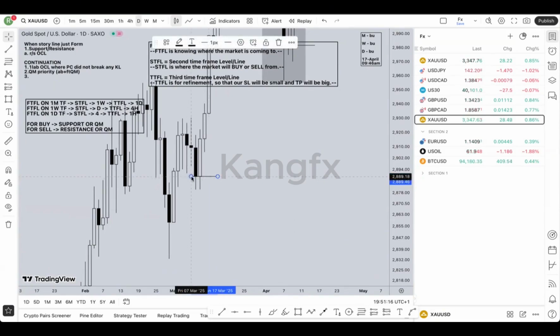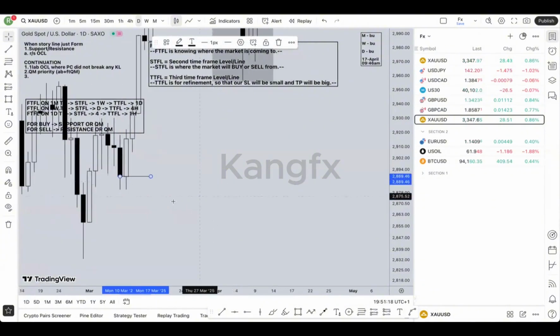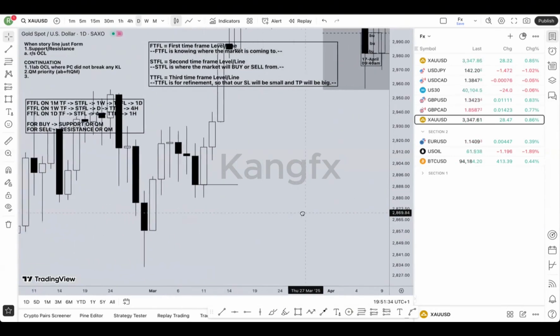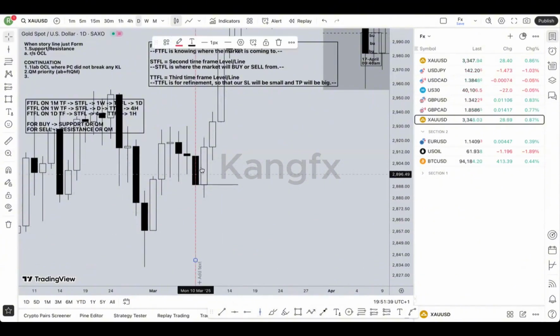FTFL, this is the FTFL. After marking here, I'm going to look into it, because the FTFL we're focusing on now is going to be marking FTFL on support, resistance, or QM. So if this is my FTFL, which is support, two candles make up a support, which is this candle here, started here, ended here. This bullish candle started here and ended here.